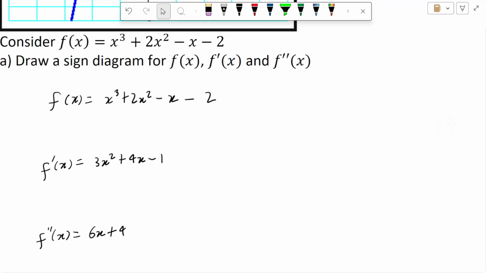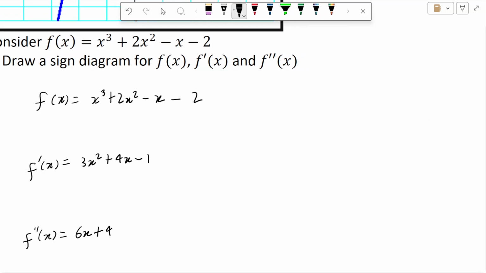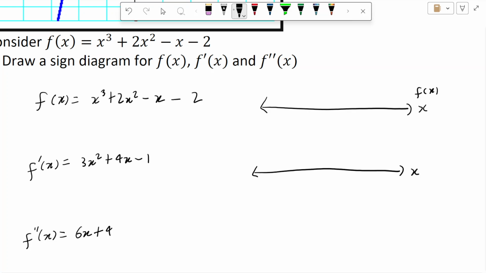Now we need to do sign diagrams of each thing. The reason I've spread them out like this is so that we can look at our sign diagrams. That top one will be f. We'll then do another sign diagram for f dash of x, and then another sign diagram for f double dash of x.